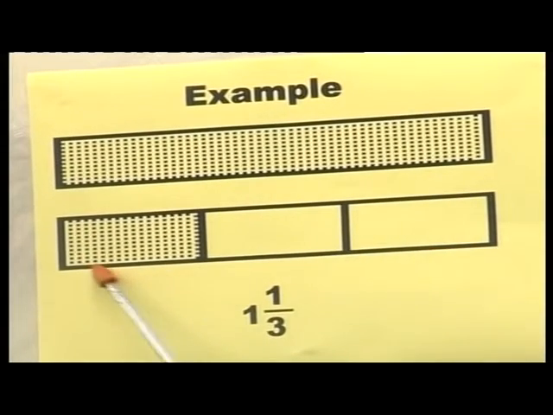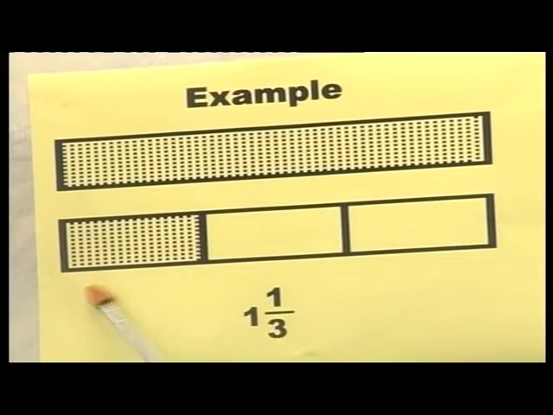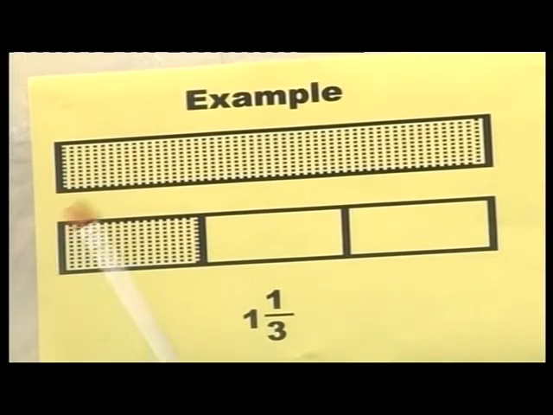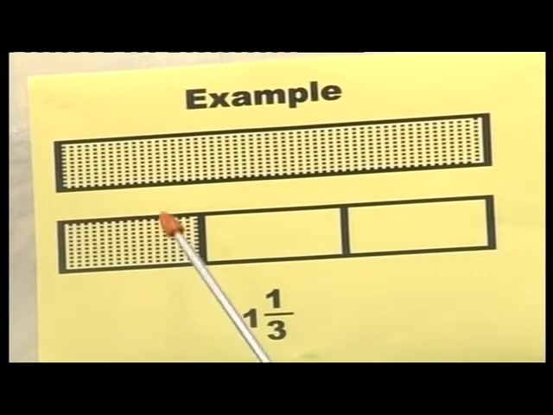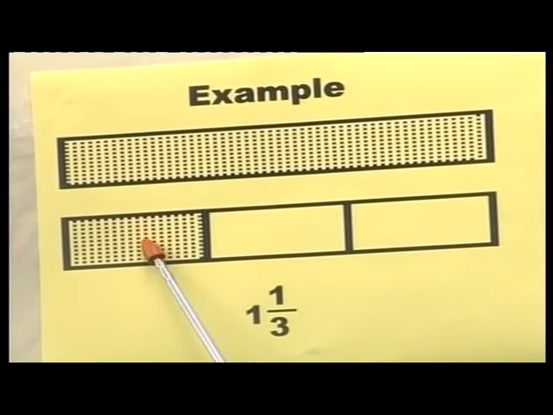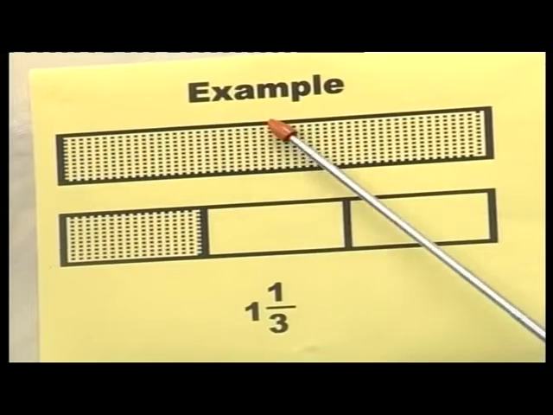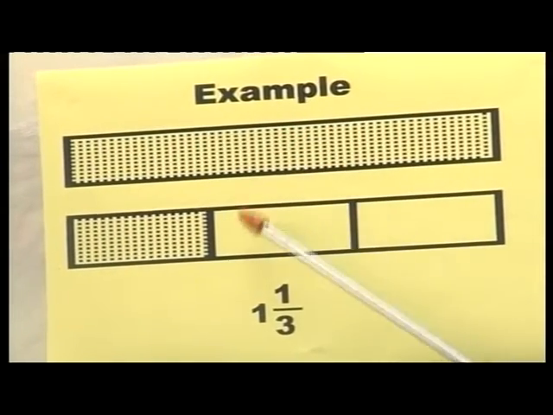This has been divided into how many parts? 3 parts. So 1 part of 3 is being shaded. Thank you. So the fraction, this is how it's shown in a diagram form.